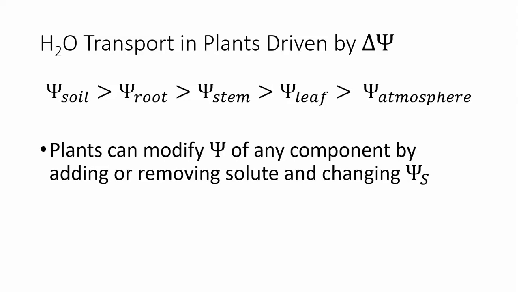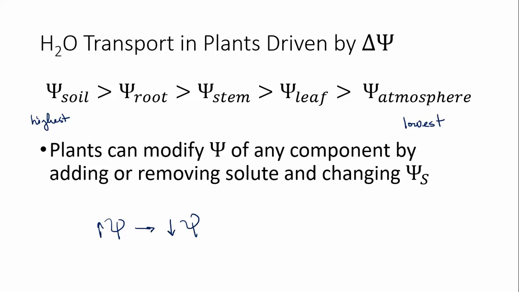So basically, as you go higher up in a plant, let's say you're looking at a tree, you're going to get lower and lower water potential. Remember, water moves from a high water potential to a low water potential. The soil has the highest water potential. The atmosphere has the lowest water potential.